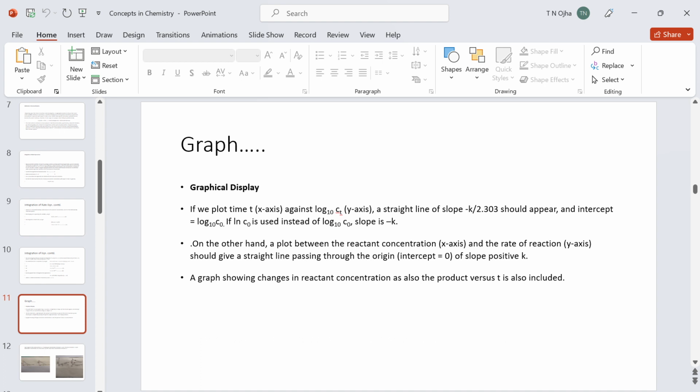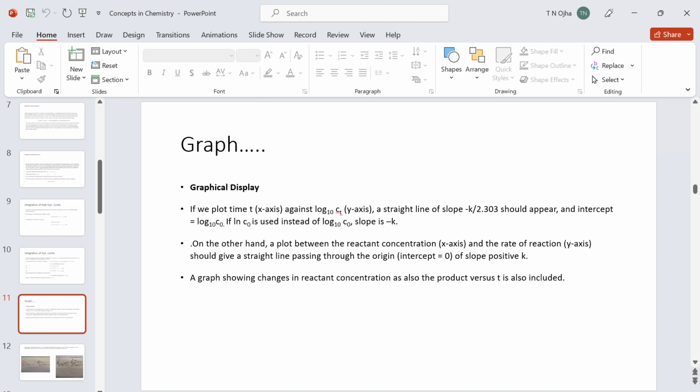C0. If natural logarithm system is used instead of decadic logarithm, then the value of slope will be minus k instead of minus k over 2.3. It makes no difference, depending on whether we use natural logarithm of reactant concentration or decadic logarithm.